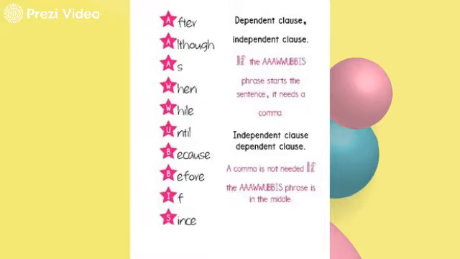In complex sentences, you use awubis. Awubis are the first letters of these conjunctions. These conjunctions are called subordinating conjunctions, but it's easier to call them awubis. Awubis are: after, although, as, when, while, until, because, before, if, and since.